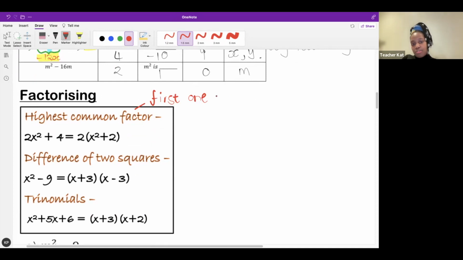So this must be the first one you look out for. All right. So even if you have a trinomial, look if there's a common factor. Even if you have two squares, look if there's a common factor. You start with common factor. Always, always, always, always. Okay. It's going to save us a lot of trouble.